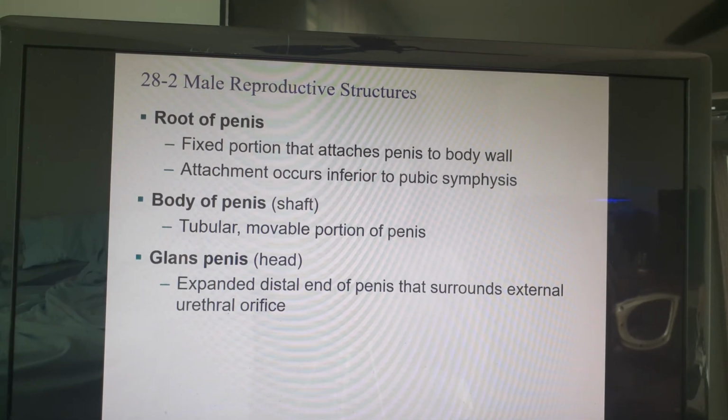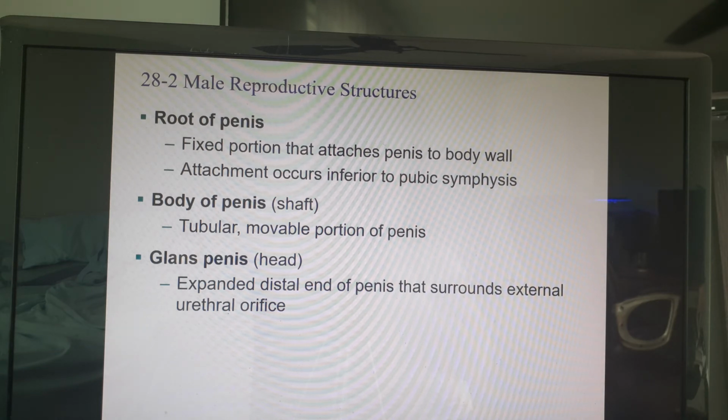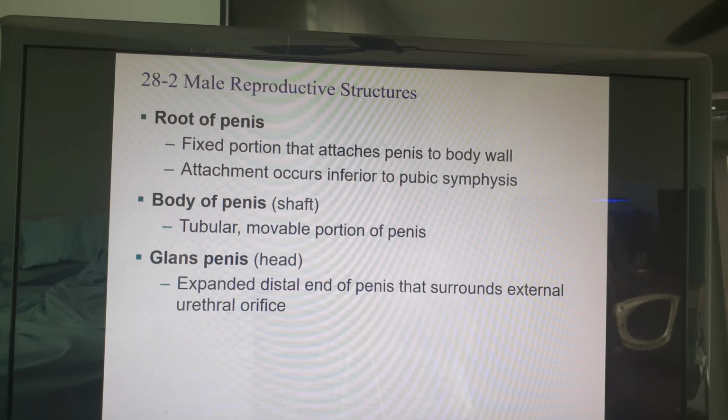So the penis has a root, a body, and a glans. The root of the penis is the part that attaches it to the body wall, and it's just below the pubic symphysis. The body of the penis is sometimes called the shaft of the penis, and it's the movable portion. And then the glans, or head of the penis, is at the end, and it surrounds the opening from the urethra.